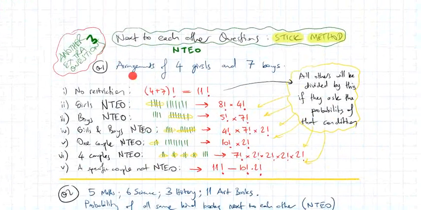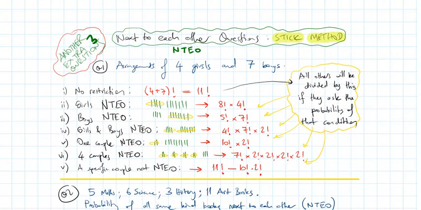Arrangements of 4 girls and 7 boys. If there is no restriction, it's just 11 people, 11 factorial. And what we said, if the following questions ask us to find the probability, we will divide all these answers one by one by 11 factorial. See, if the question asks what's the probability of girls next to each other, then we find that answer, divide by 11 factorial. Boys next to each other, find that answer, divide by 11 factorial. But if it's just the number of arrangements, then we just find the number of arrangements like this.